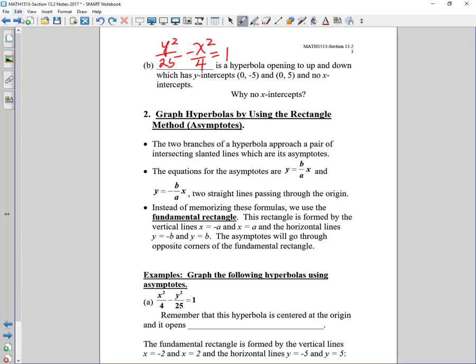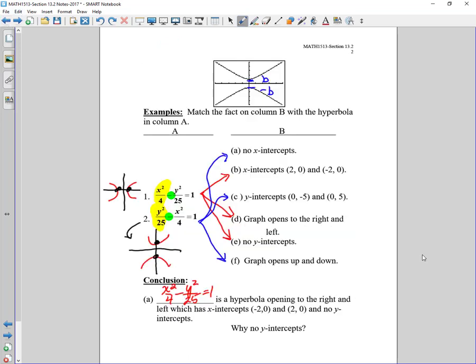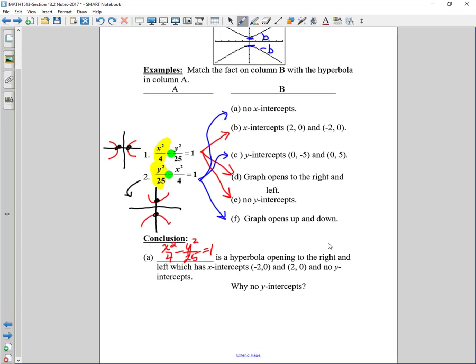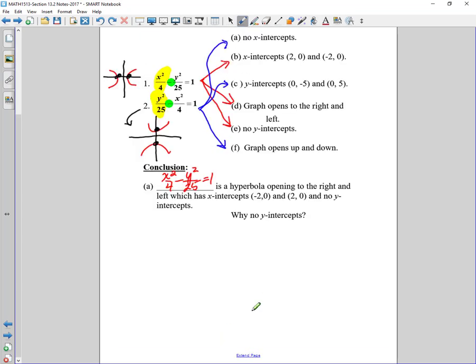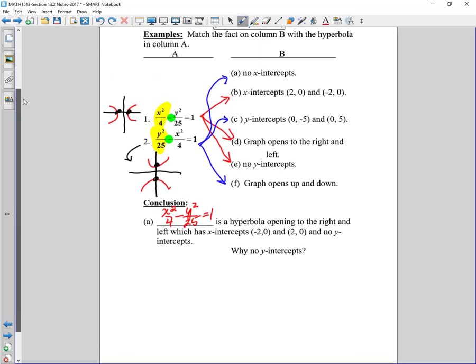Okay, so let me go back to this one here because I have a little bit more space here. I can extend that page if I need to. Now, the hyperbolas are going to have either x-intercepts or y-intercepts, but not both. And it all depends on which one starts out first and if it opens right or left. But I want you to see why this particular one will not have y-intercepts.